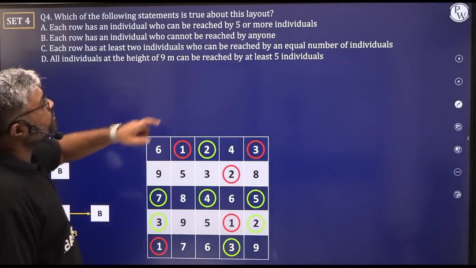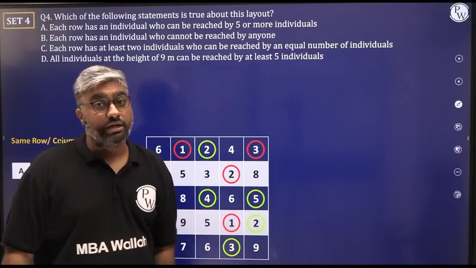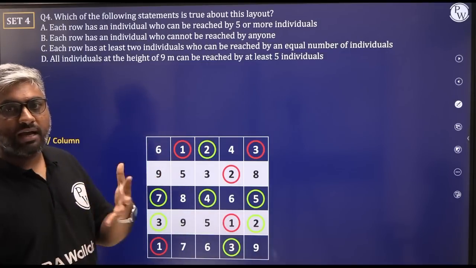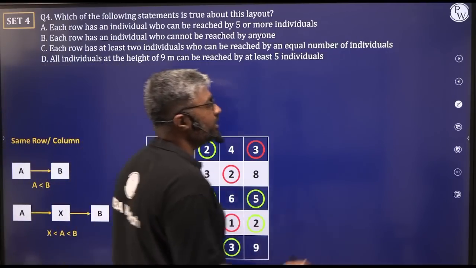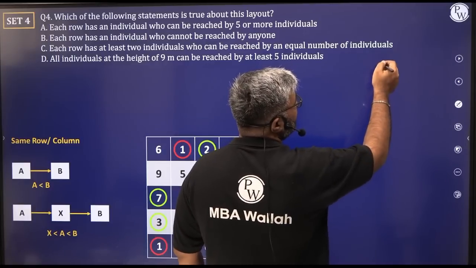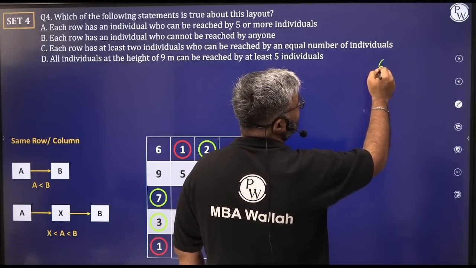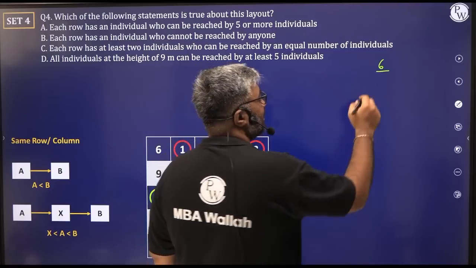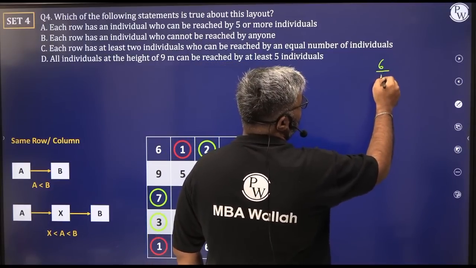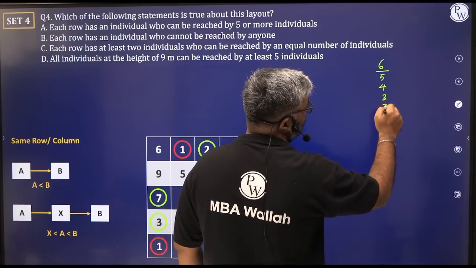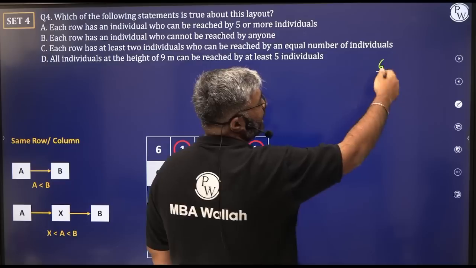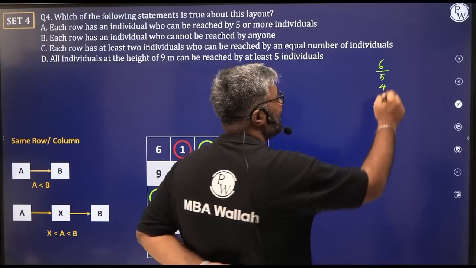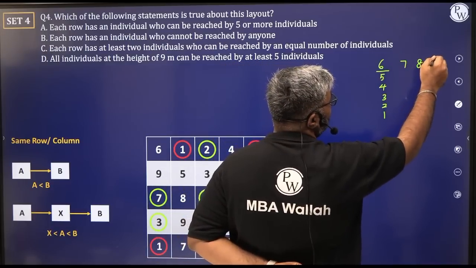Each row has an individual who can be reached by 5 or more individuals. That's something that we have to try and think. Because 5 or more, right? 5 or more individuals, which means we'll need the number to be at least 6, correct? The number should be at least 6. Yes, because at 6 we can reach out from 5, 4, 3, 2, 1 in any order. Again, order will matter. It's not mandatory that if 6, then 5 will definitely be there. Then we have 7. We have 8 and we have 9.